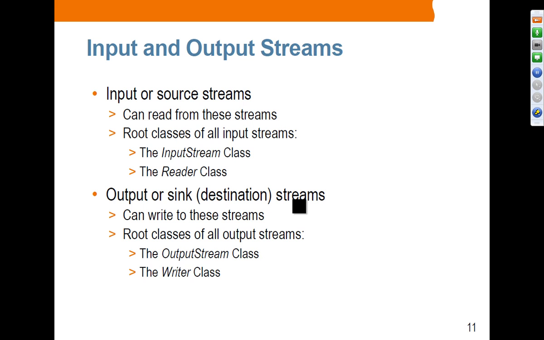Okay, so that's the distinction between character versus byte. Now let's talk about based on the direction. So input stream and output stream, obviously. Input, or source stream, those are the same thing. It is basically for reading data from these streams. The root classes for all input streams are the InputStream class and the Reader class.